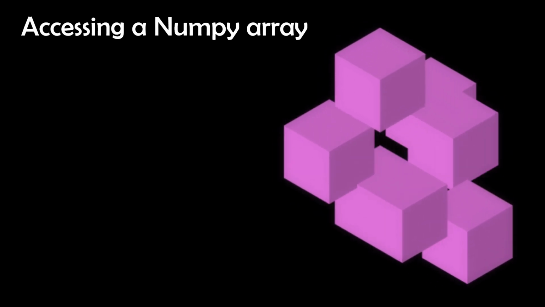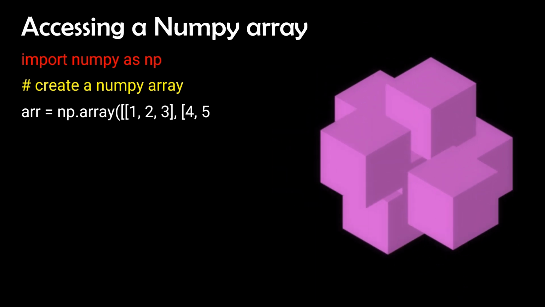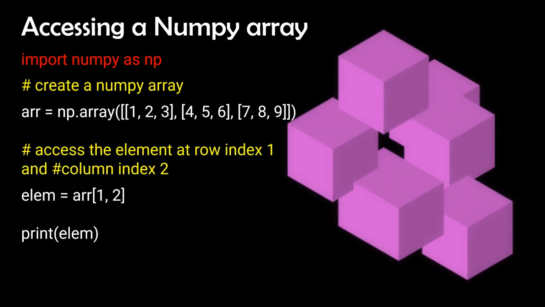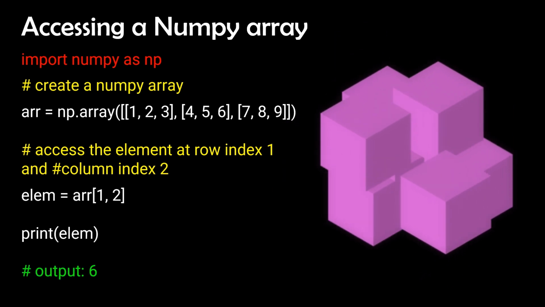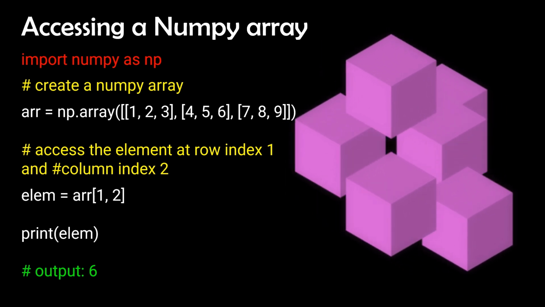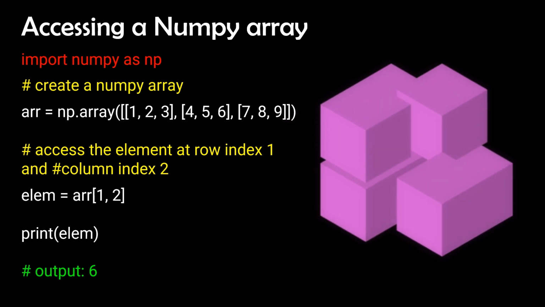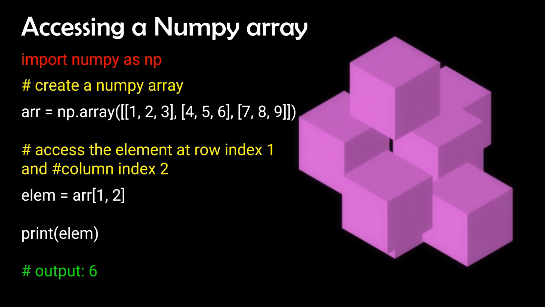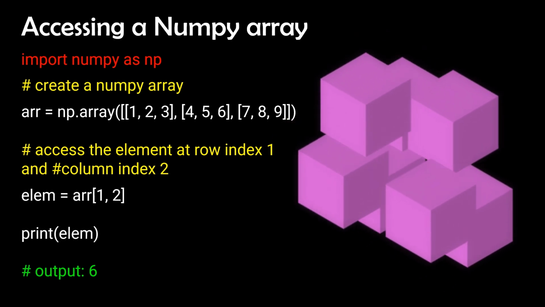Accessing a NumPy array. In this example, we first import NumPy and create a two-dimensional array ARR with 3 rows and 3 columns. To access the element at row index 1 and column index 2, which is the value 6 in this case, we use indexing with square brackets, passing in the row index and column index separated by a comma. Note that indexing in NumPy arrays starts at 0, so the first element is accessed with index 0, the second element with index 1, and so on.